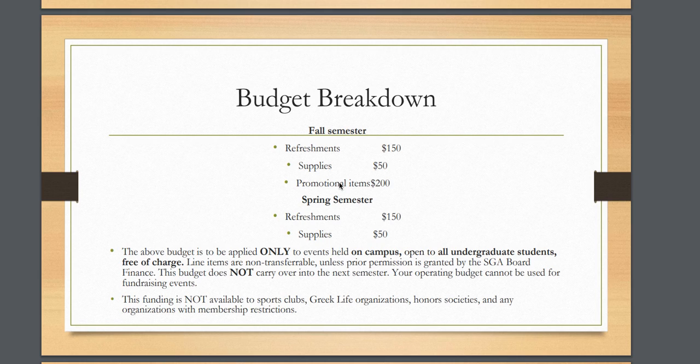All this money has to be spent on things that are held on campus, open to all undergraduate students, and free of charge. If you choose to use the promotional budget to buy t-shirts for your club, they can't be t-shirts that say club president, vice president, treasurer, secretary. They need to be t-shirts that you intend on giving out to the general public to promote your organization. You can't use this money to buy $150 worth of food at the local Applebee's on a club trip. It has to happen on campus.